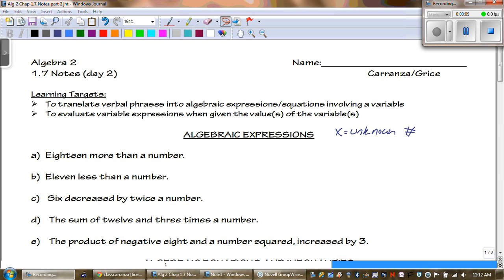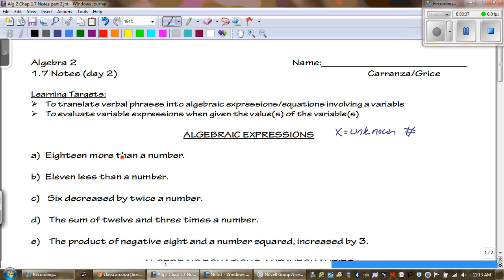Today we're talking about translating verbal phrases into algebraic expressions or equations involving a variable, and to evaluate variable expressions when given the value of the variable. Okay, so let's first talk about algebraic expressions. Whenever it says a number, whatever is unknown, we're going to use a variable. And today we're just going to be using x. Okay? So let's go ahead and get started at some of these.